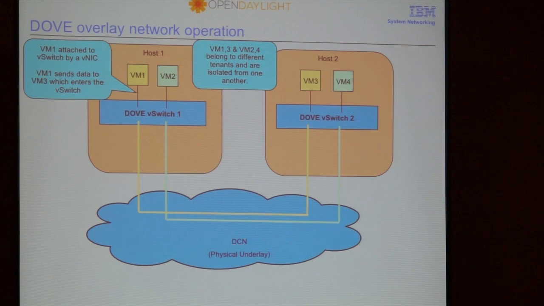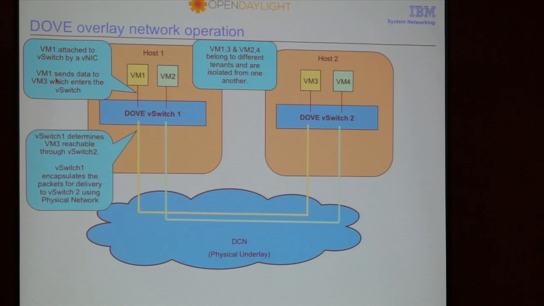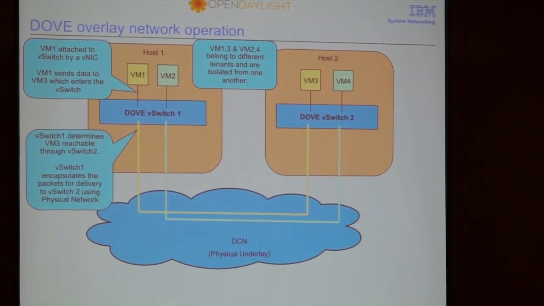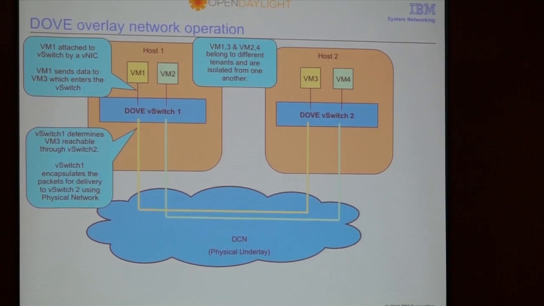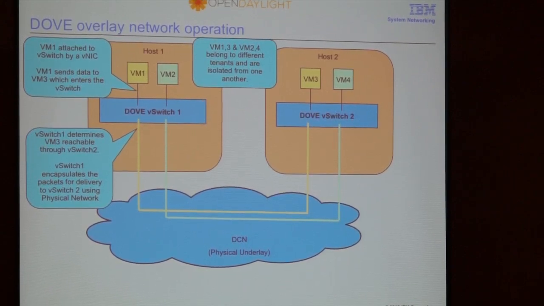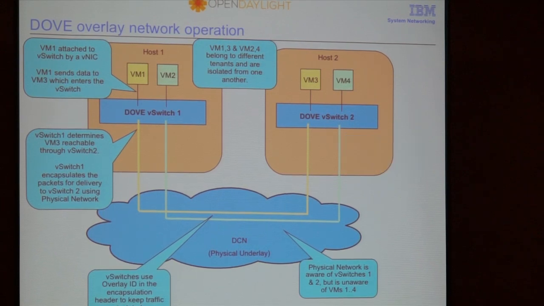So the VM is attached to the vSwitch via its VNIC, and VM 1 wants to send data to VM 3, and that packet enters the vSwitch. The vSwitch figures out that VM 3 is on vSwitch 2 using the address resolution that we talked about. The vSwitch basically encapsulates the packet for delivery over the physical network.